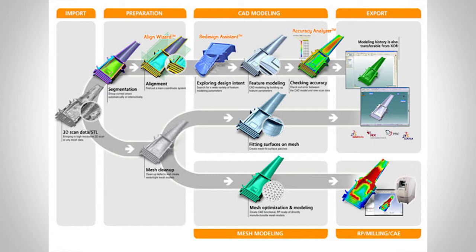As you know, when you do that, you don't get a history tree when you import a neutral file format. You end up with a solid body or a surface model, but there's no history tree. So if you did want to go back and edit and make changes, it's more difficult to do. It's not impossible, but it's more difficult.